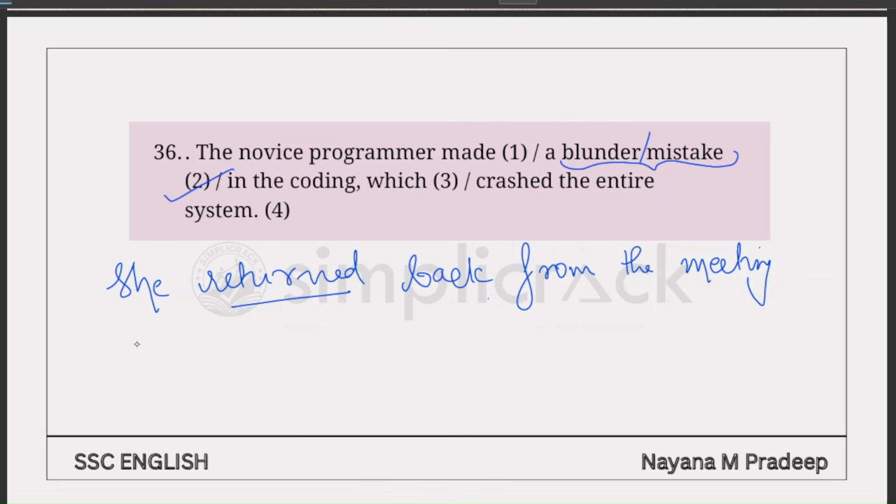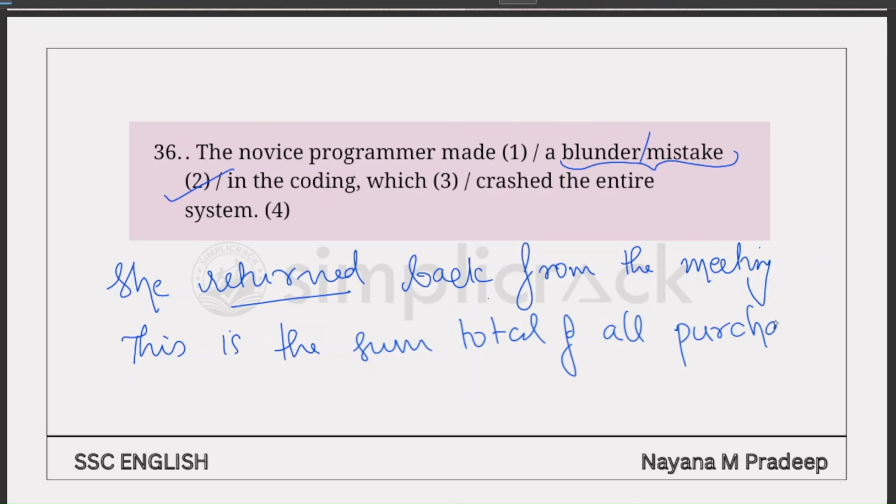Similarly, this is the sum total of all purchases. Here also, sum and total practically mean the same thing. You can either say this is the total of all purchases, or you can say this is the sum of all purchases. You do not have to say sum total. So that is another superfluous or redundant error where you're repeating the same thing again and again.